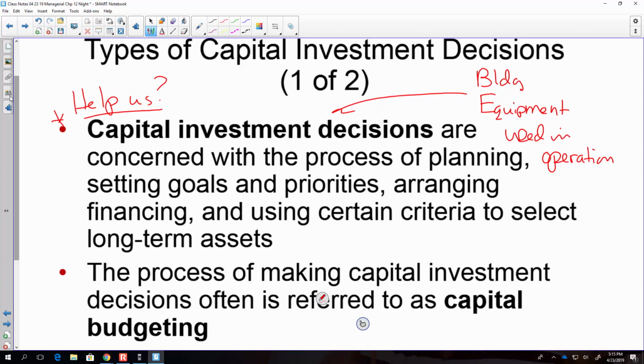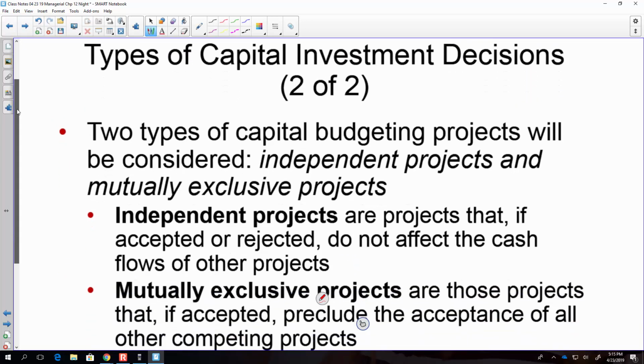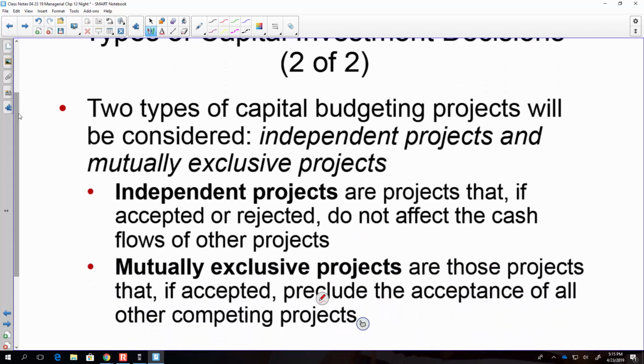And there's some terminology, again, that we're going to have to work through to get through Chapter 12. And it starts with independent versus dependent projects. This is on page 646 of our book. This is used on our multiple choice questions.